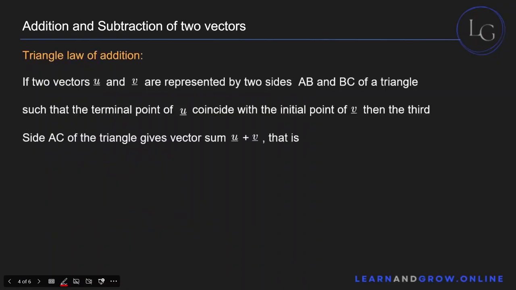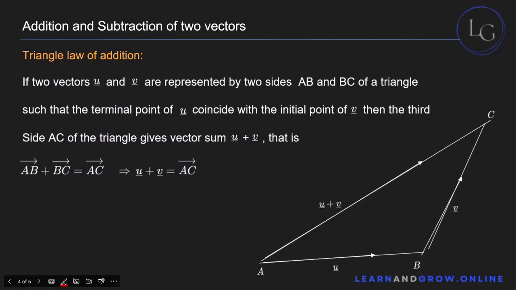So, the triangle law of addition. If two vectors u and v are represented by two sides AB and BC, this basically means that the vector AB is equal to u and BC is equal to v. They are the two sides of a triangle such that the terminal point of u coincides with the initial point of v. This is a very important thing to remember. The arrowhead of u coincides with the tail of v.